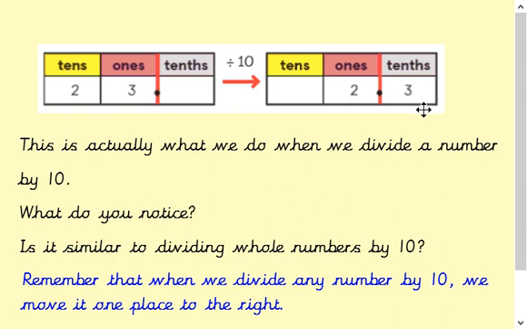And that's actually what we do when we divide a number by 10. We just take the digits in that number and we move them 1 place to the right. We looked at that earlier this year when we were looking at whole numbers. Hopefully you'll remember that it's a similar thing to what we did earlier on in the year.